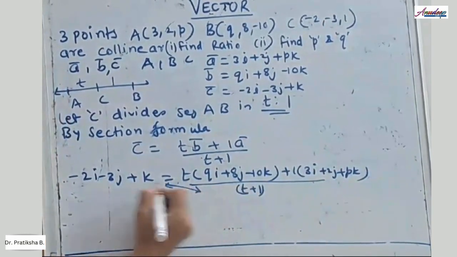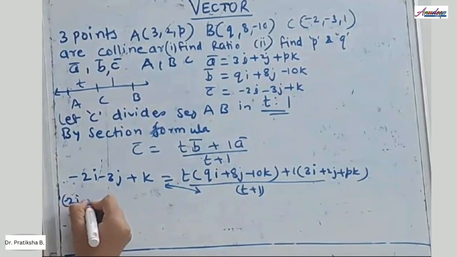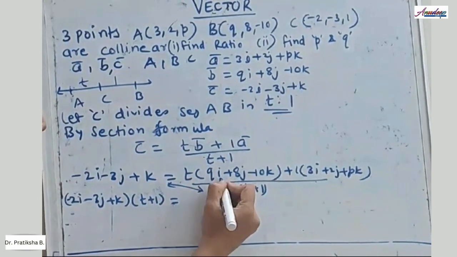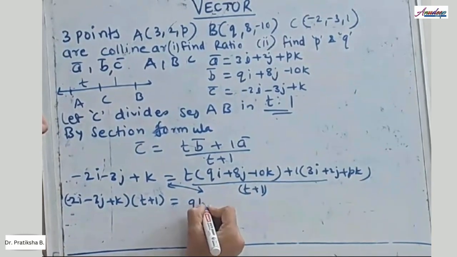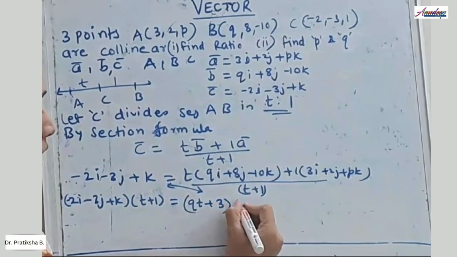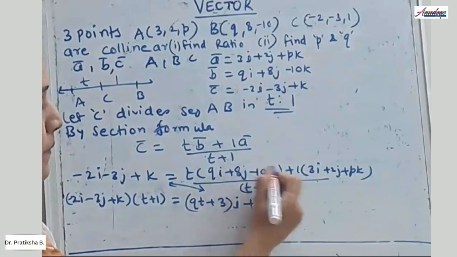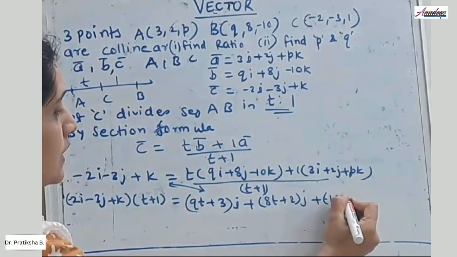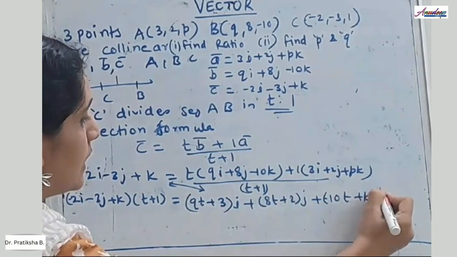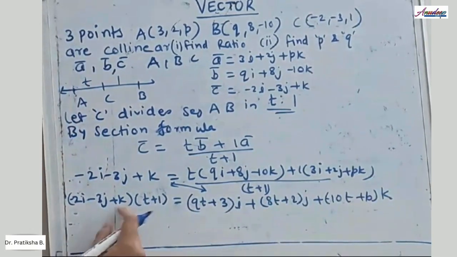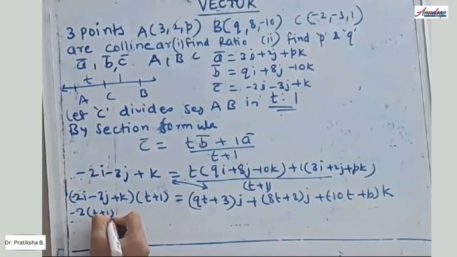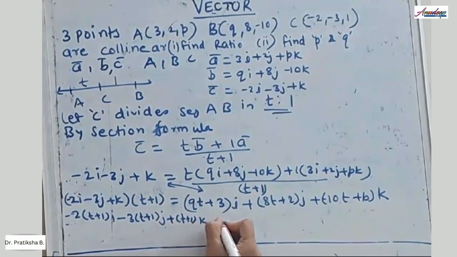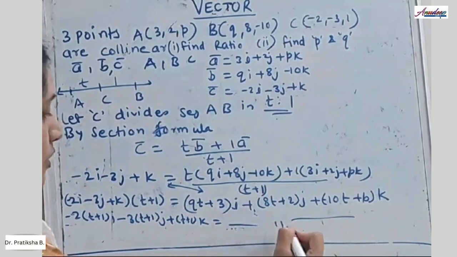So let us cross multiply. So what are we getting? Minus 2i minus 3j plus k into T plus 1 is equal to, let me gather the coefficients for i, j, k from the right hand side. So what we get: Q into T plus 3 into i plus 8 into T plus 2 into j plus minus 10 into T plus p into k. And on the left hand side, if I expand this, it will be minus 2 into T plus 1 into i minus 3 into T plus 1 into j plus T plus 1 into k.